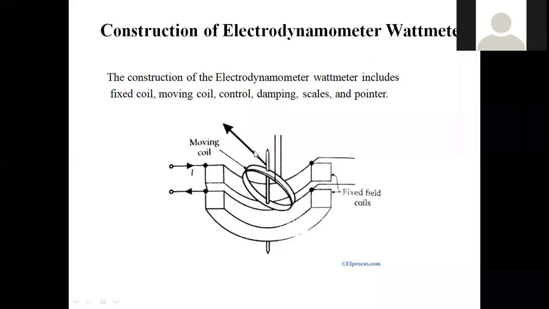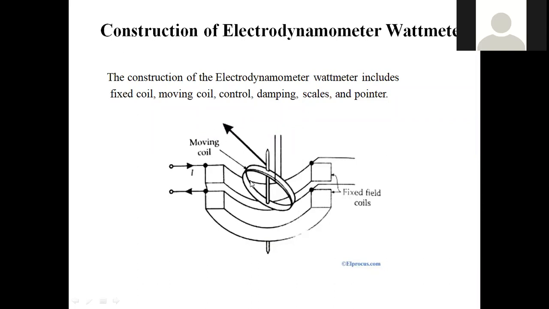That means a pointer is mounted with the help of a spindle connected next to the spring. So the main problem is the effect of temperature. Whenever the temperature is increased, the current through the coil changes. And in order to control the flow of current, a resistor is connected in series to the moving coil. So there is a connection of additional resistance.